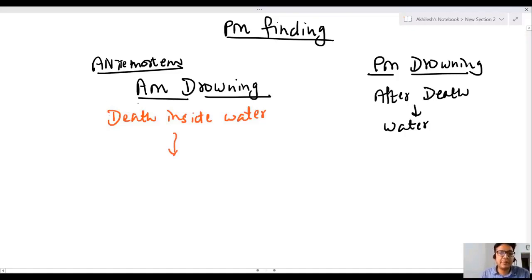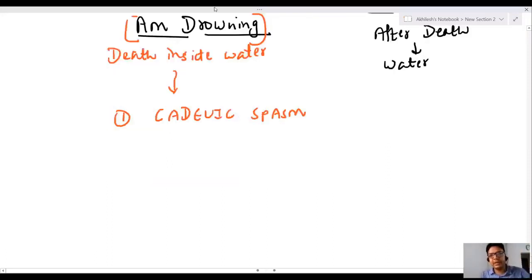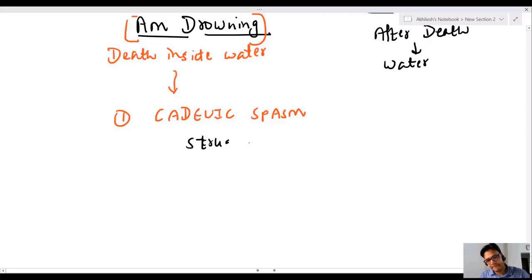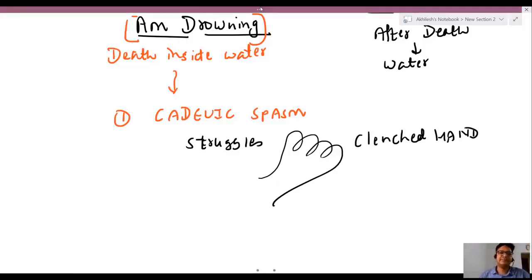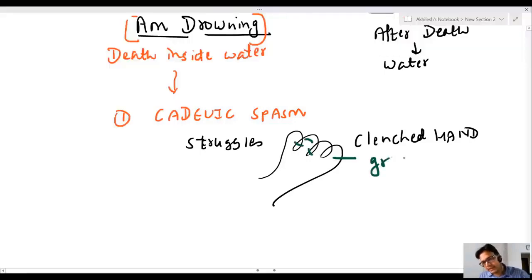Now, sir, what are the findings in a dead body which suggest that the person died inside the water? These are the findings of antemortem drowning. First finding, cadaveric spasm. What is cadaveric spasm? A person struggles in water and the hand remains clenched, with some grass particles. Sir, this suggests that the person struggled in water.